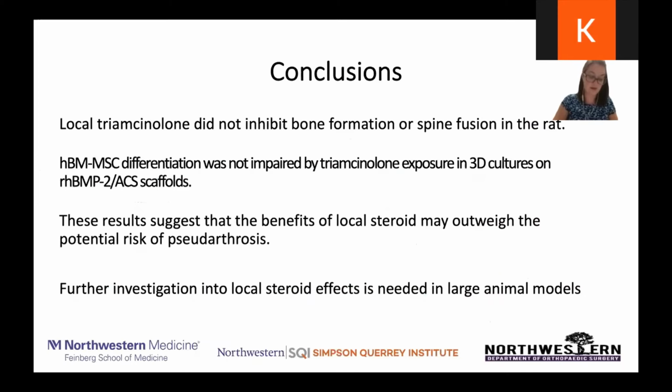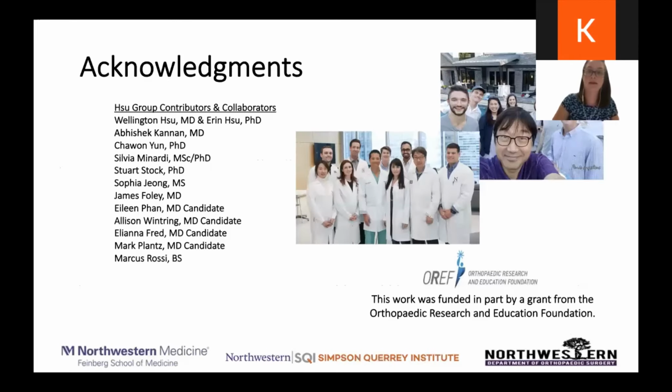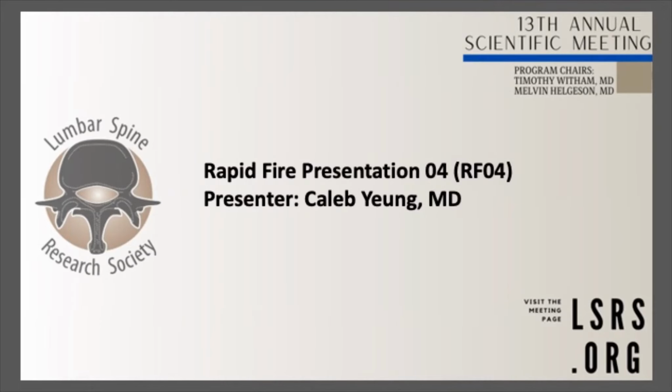In this preclinical model, local delivery of triamcinolone did not inhibit bone formation or spine fusion. It also did not impair the osteogenic differentiation capacity of human MSCs, suggesting that the benefits of local steroid application may outweigh the theoretical risk of pseudoarthrosis. Further studies should evaluate the impact of local steroids on autograft-mediated spine fusion in large animals. Thank you.